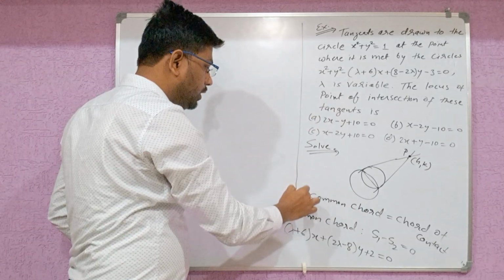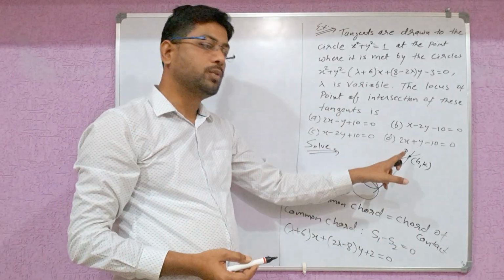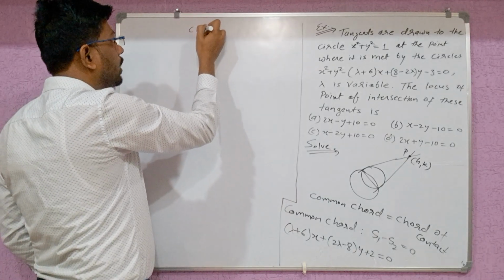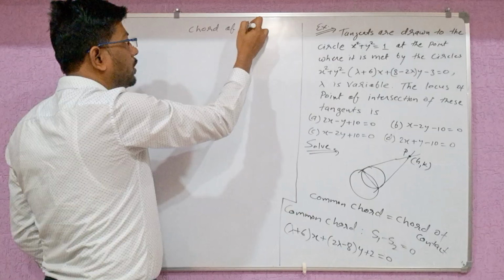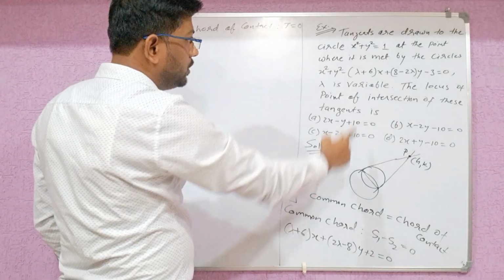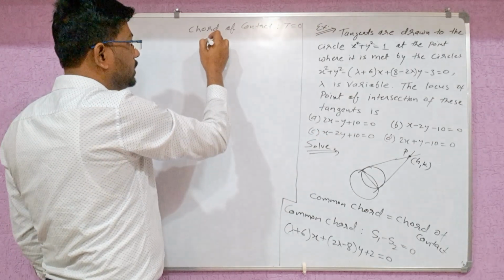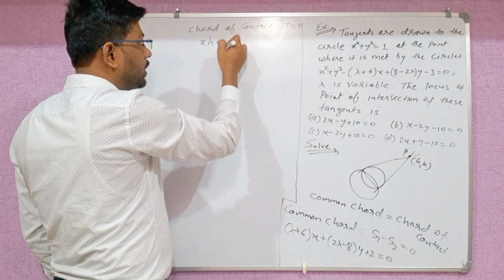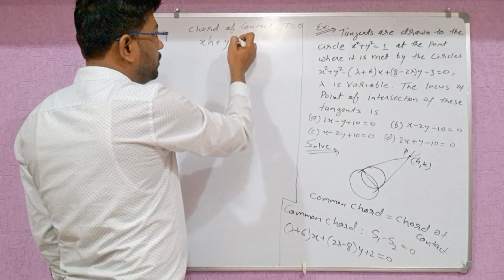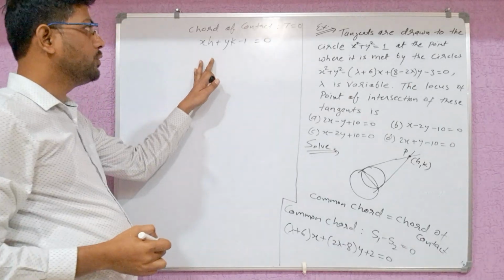Now I will find out the chord of contact. I know the chord of contact is T is equal to 0 corresponding to this point. So for this circle, T will be x x1, that is x, and x1 is h here, plus y y1, so y, and y1 is k here. And this will be minus 1 is equal to 0. This is the chord of contact.